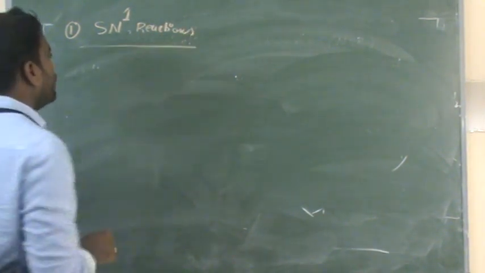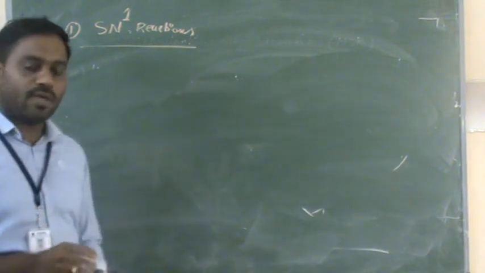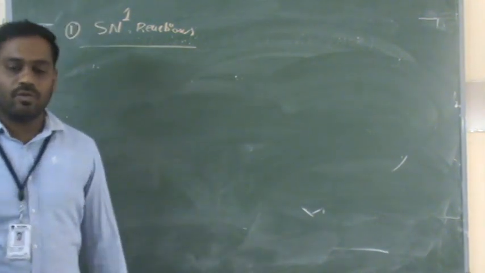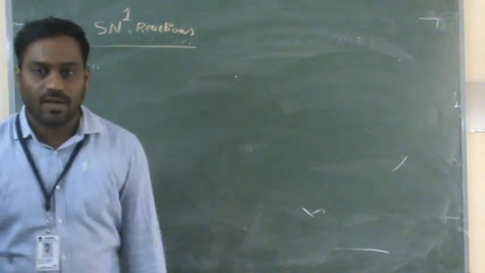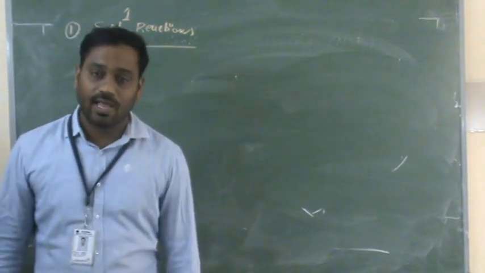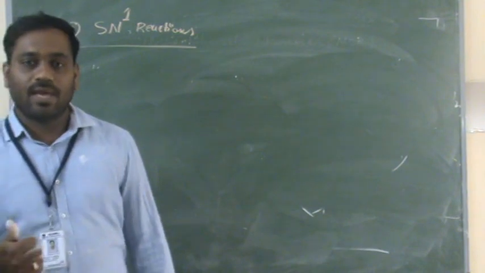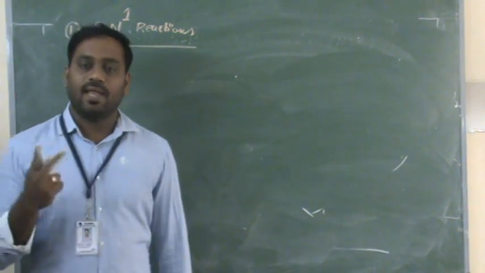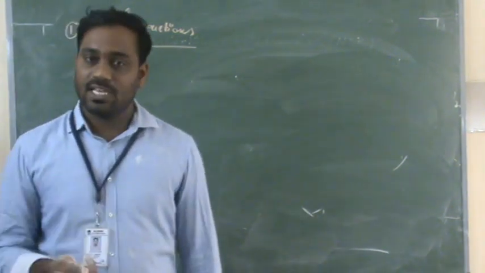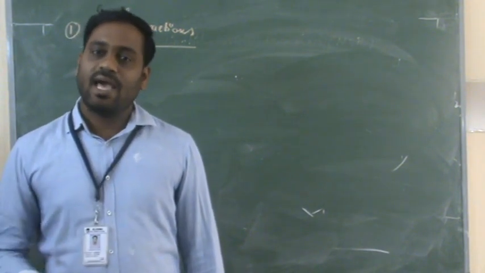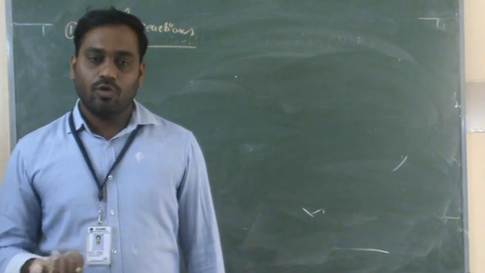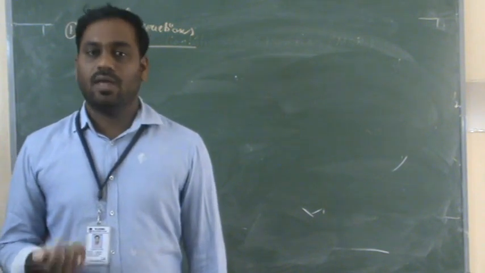SN1 reaction. What is the meaning of SN1 reaction? Nucleophilic unimolecular substitution reactions. Among so many alkyl halides, can you tell me the types of alkyl halide? The major types are primary alkyl halide, secondary alkyl halide, and tertiary alkyl halide. Among these, which alkyl halides are involved in unimolecular nucleophilic substitution reactions?